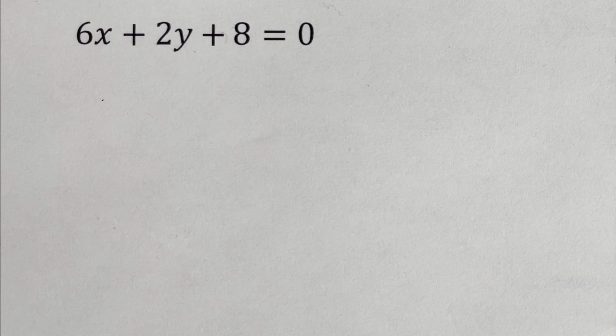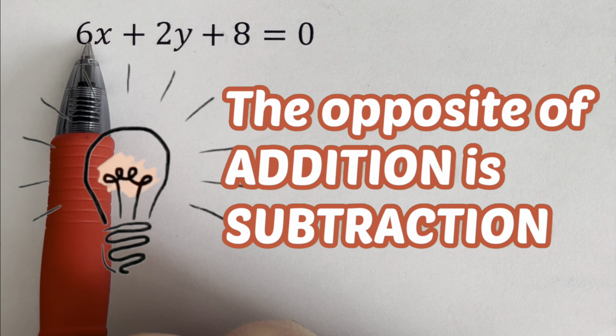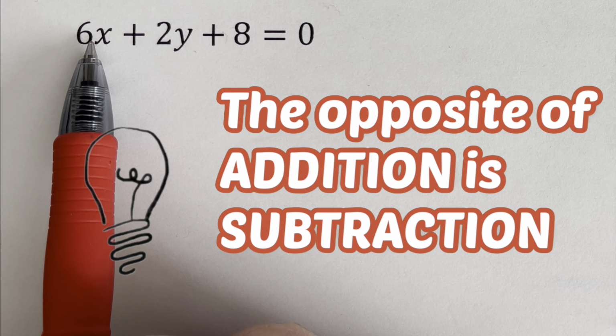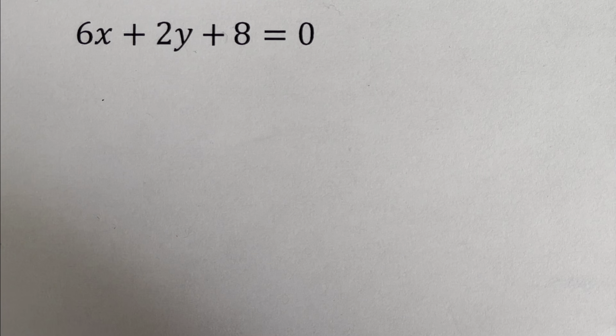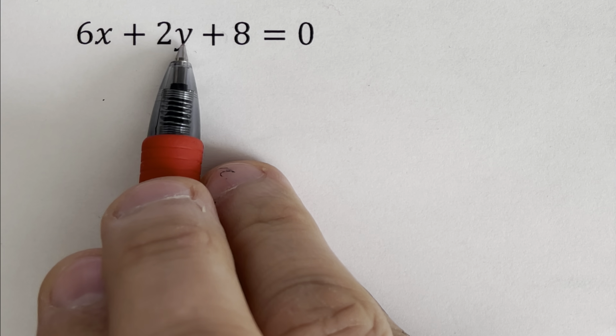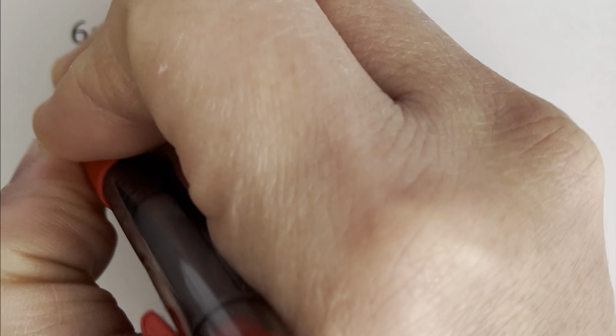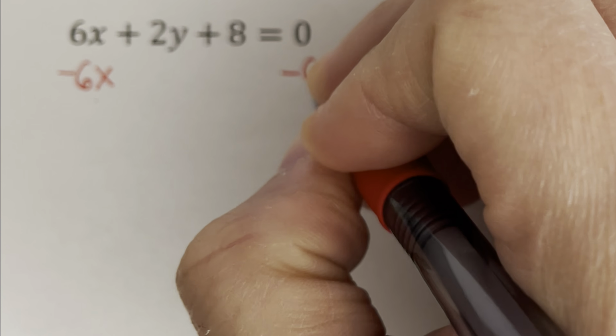Now let's start with the 6x. Since this is positive, we remember that the opposite of addition or positive is subtraction or negative. So then we can go ahead and say that we can subtract. So we can get rid of the 6x. So we can have y by itself here. So we're going to subtract 6x from both sides. So minus 6x and minus 6x.